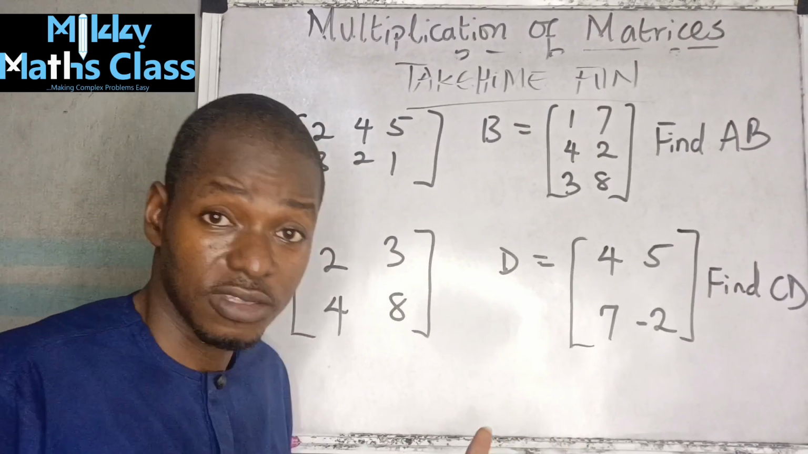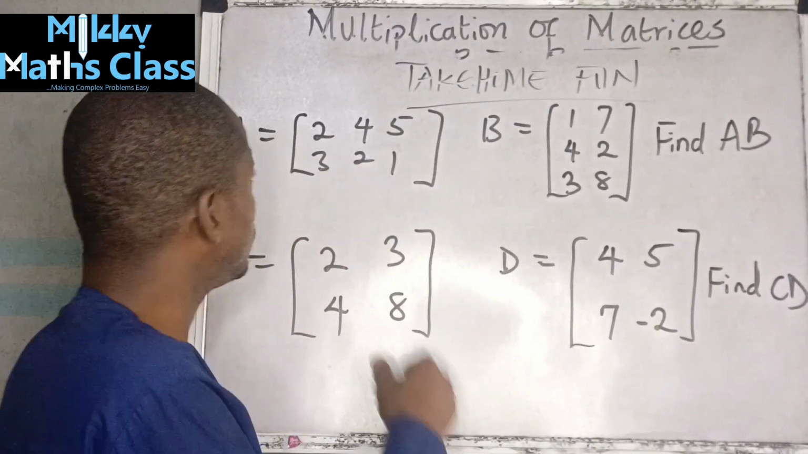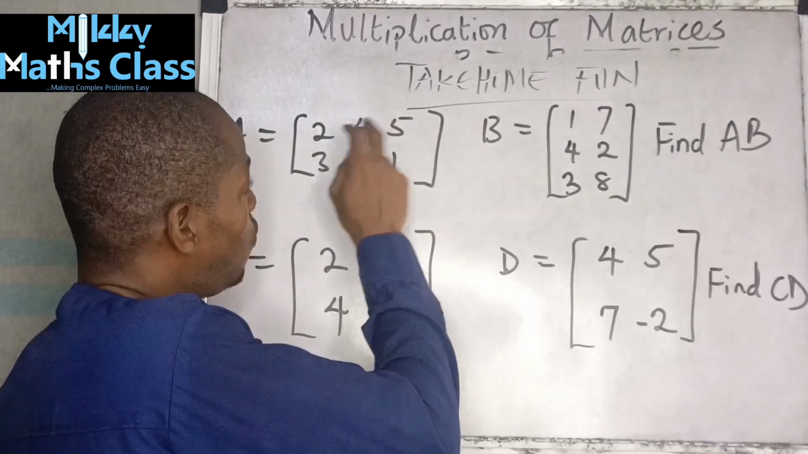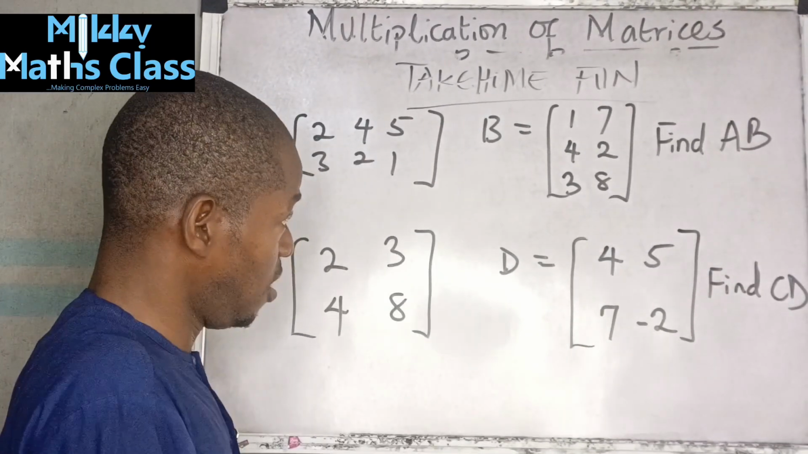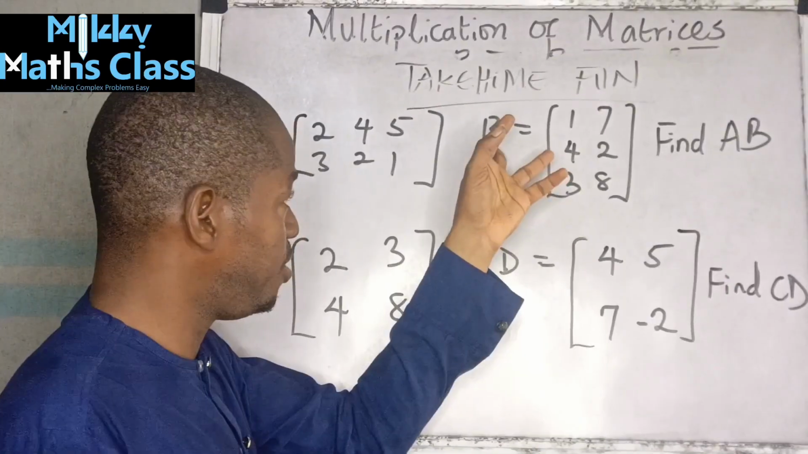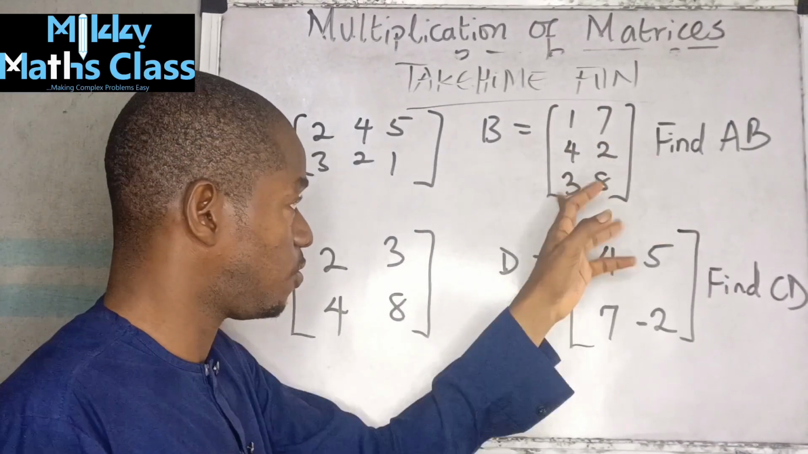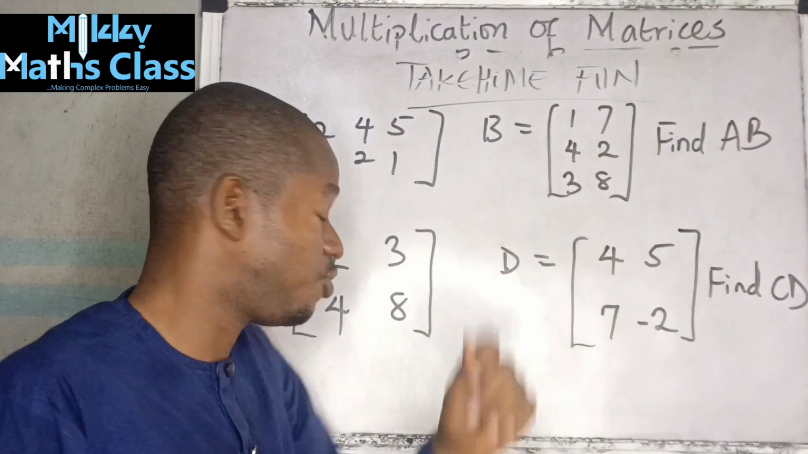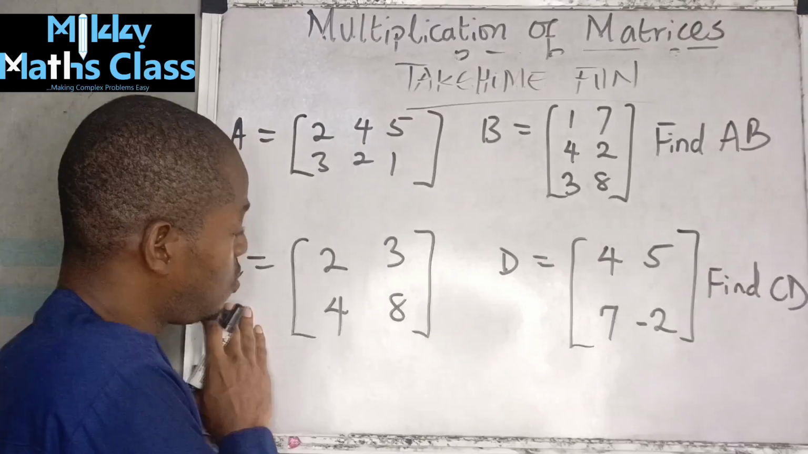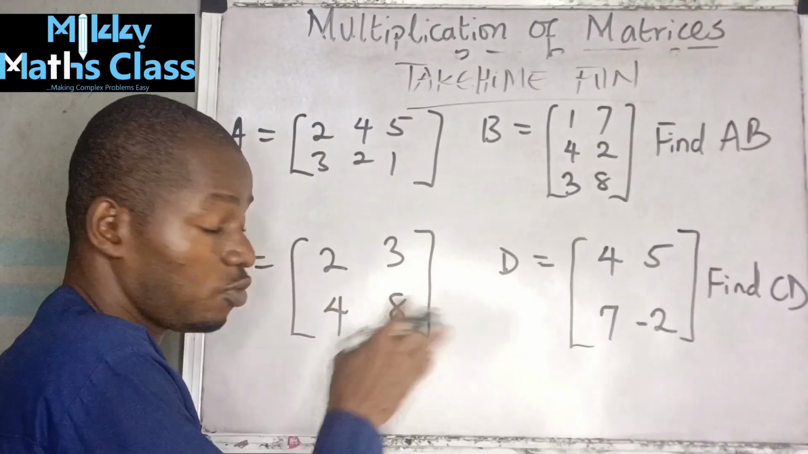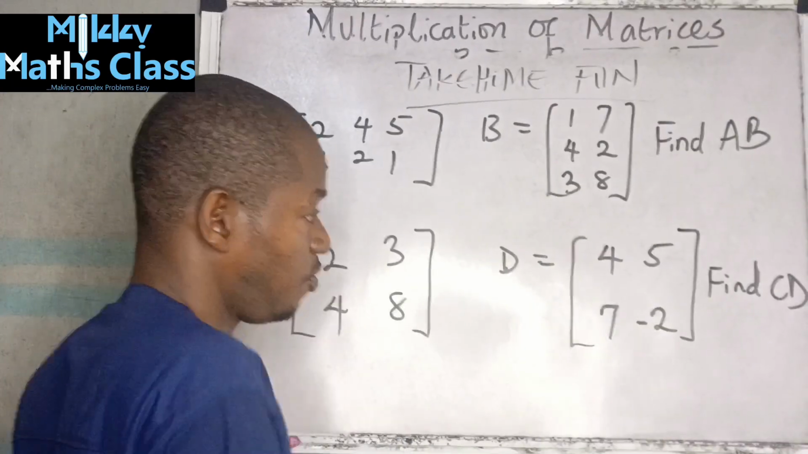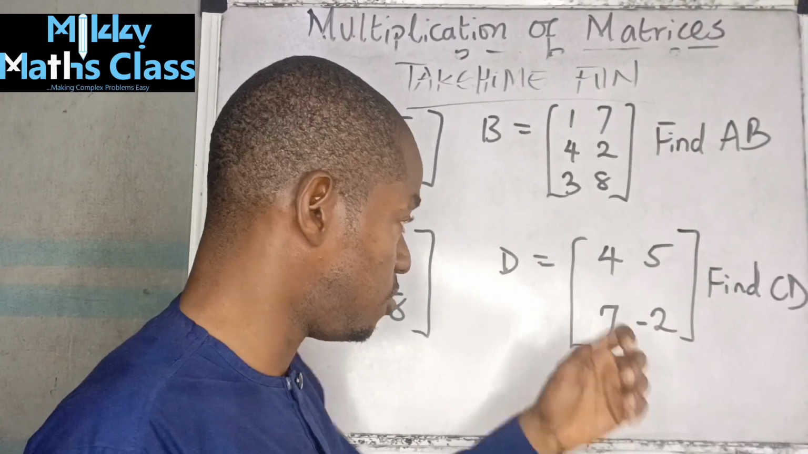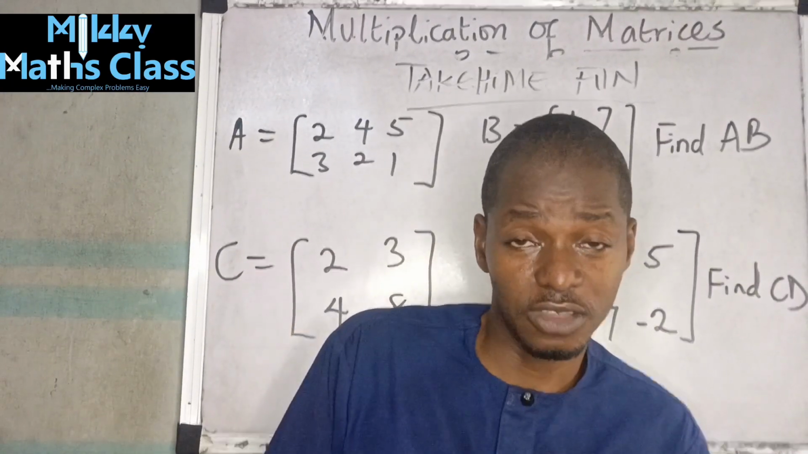So just like in our usual style, before we go, here's some take-home fun. If A is equal to 2, 4, 5, 3, 2, and this is a 2 by 3 matrix, and B is equal to 1, 7, 4, 2, 3, 8, find A times B. And the last one, C is equal to 2, 3, 4, 8. This is a 2 by 2 matrix, and D is equal to 4, 5, 7, negative 2. Find C times D. Let me know the answers in the comment section.